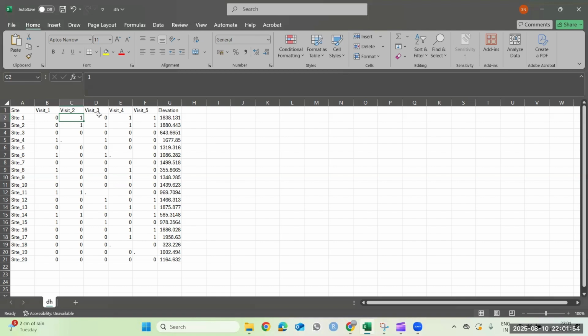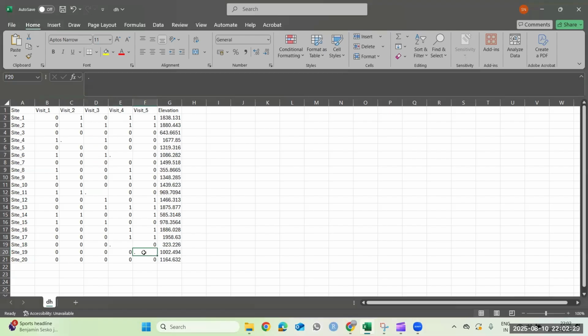Okay. Similarly, on the third visit, we did not detect the species. On the fourth visit, we did. On the fifth visit, we also detected the species. This is for site 1. And for each of the sites, we have the detection history. We put 0 when the species was not detected in that specific visit in that specific site, and 1 when it was detected, right?